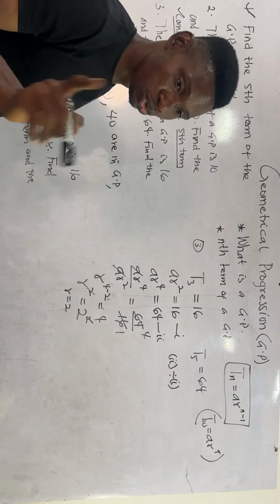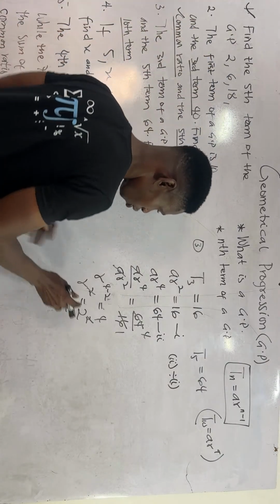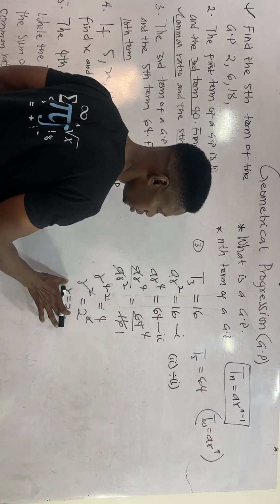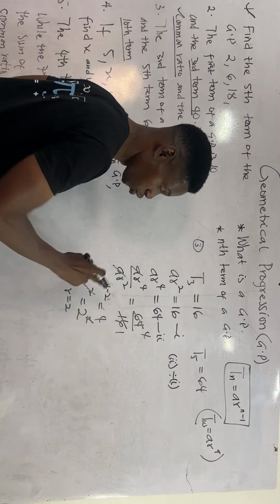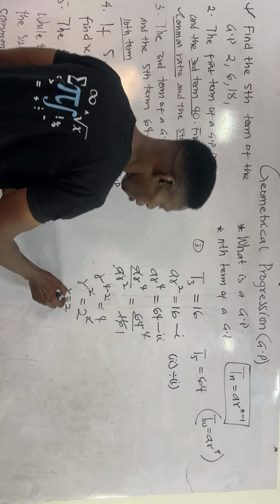And the person that got 2 or minus 2, you are not wrong. You are not wrong. But we're trying to keep it simple. So our R is 2. Because you did square roots, and square roots gives you plus or minus. I understand. So our R is 2.